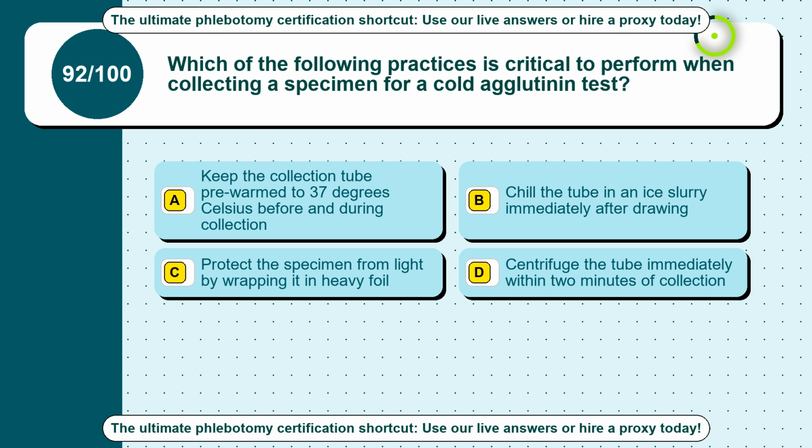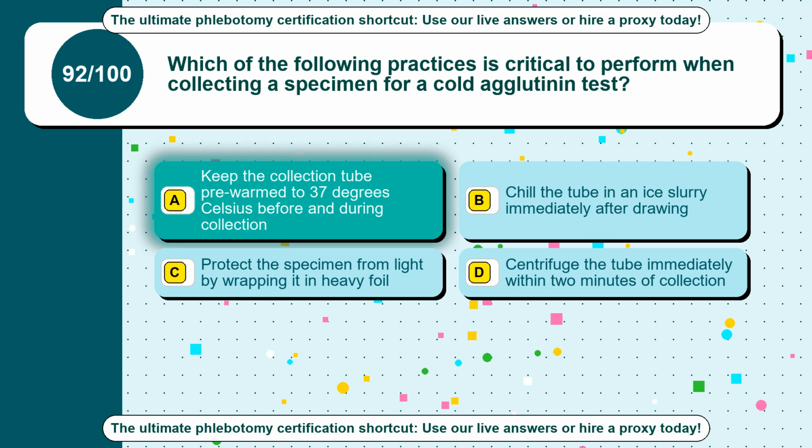Option A, keep the collection tube pre-warmed to 37 degrees Celsius before and during collection. Option B, chill the tube in an ice slurry immediately after drawing. Option C, protect the specimen from light by wrapping it in heavy foil. Option D, centrifuge the tube immediately within 2 minutes of collection. The correct answer is option A.